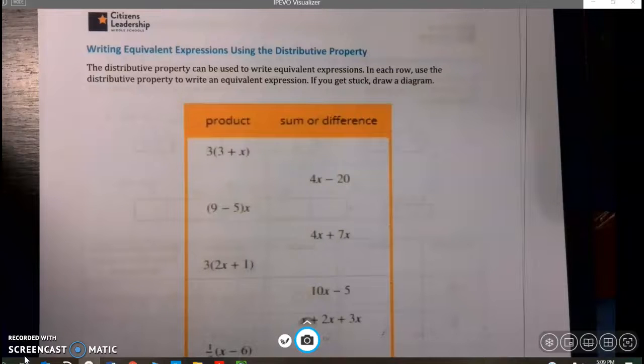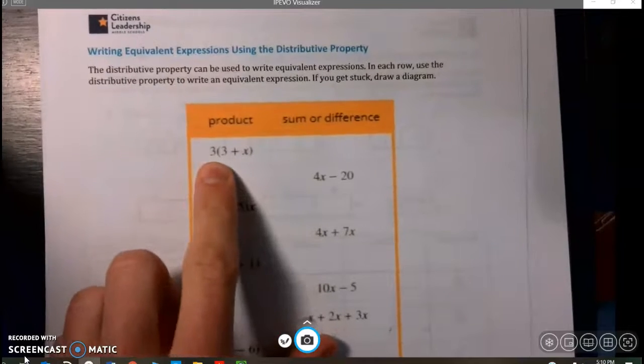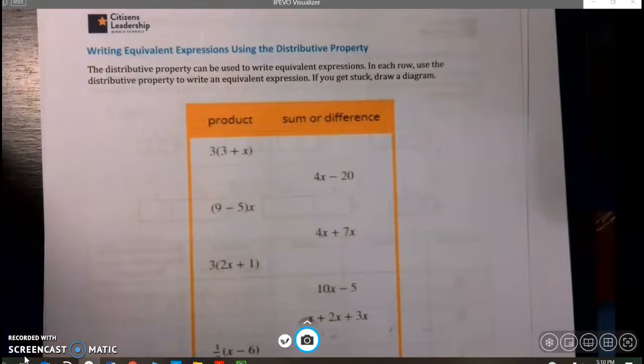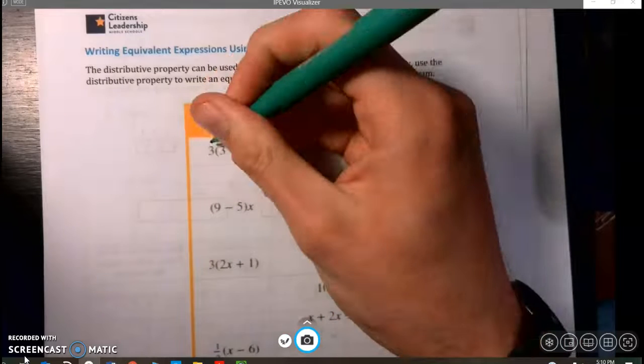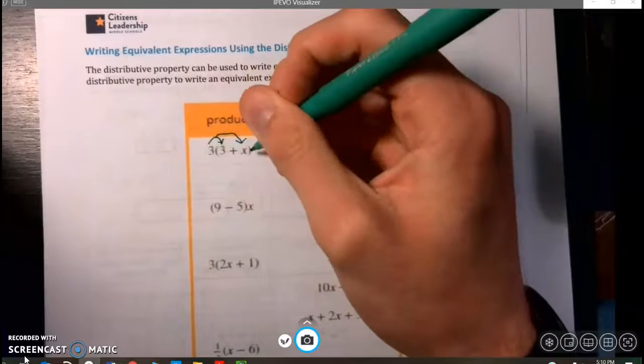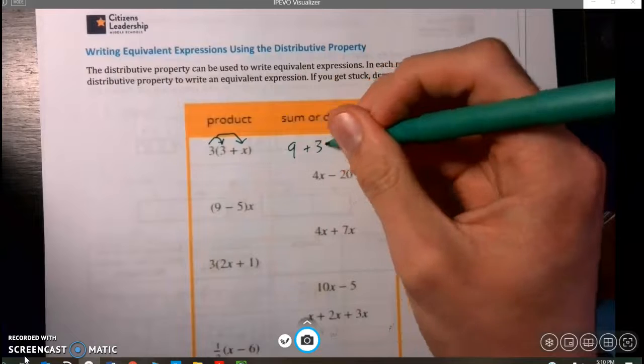So we're working with the distributive property here, and there's two different directions that you can move in. The first one is what we see in row 1. This is what typically comes to mind when someone talks about the distributive property. That's taking the factor on the outside and multiplying it by every number, depending on how many numbers there are, inside the parentheses. So here, this 3 is going to multiply by the 3, and then this 3 will also multiply by the x. So 3 times 3 is 9, and 3 times x is 3x.